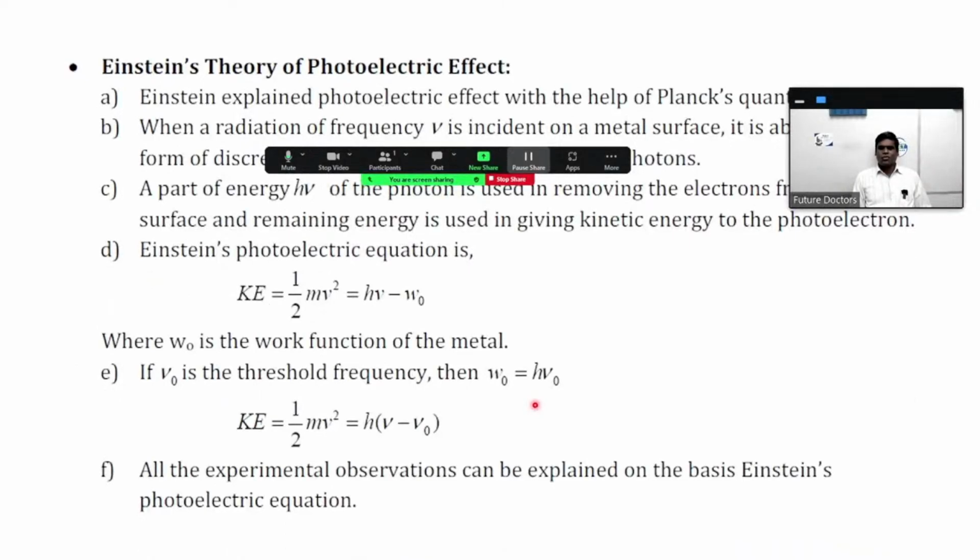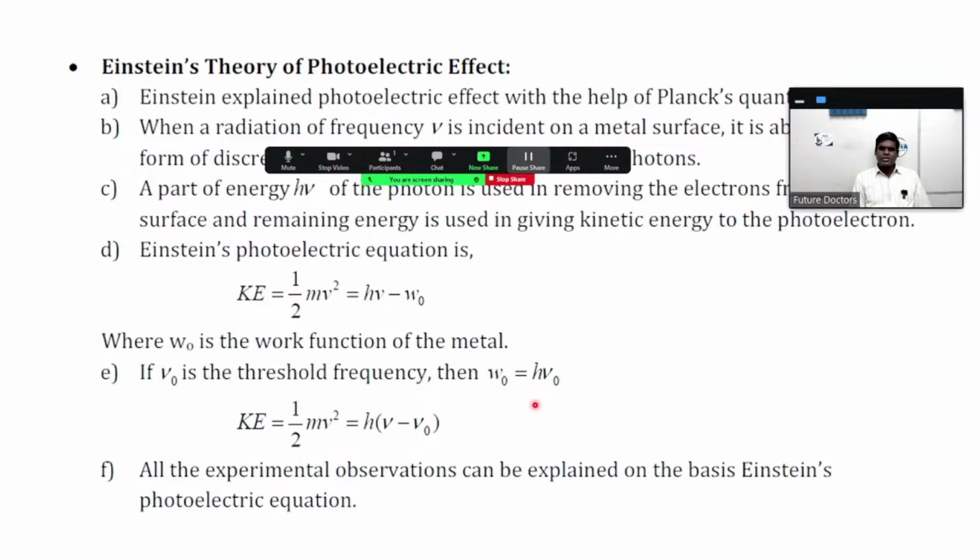Einstein's theory of photoelectric effect. Einstein explained the photoelectric effect with the help of Planck's quantum theory. That is, when radiation of frequency ν is incident on a metal surface, it is absorbed in the form of discrete packets of energy called quanta or photons. A part of the energy hν of the photon is used in removing the electron from the metal surface, and the remaining energy is used in giving kinetic energy to the photoelectron.